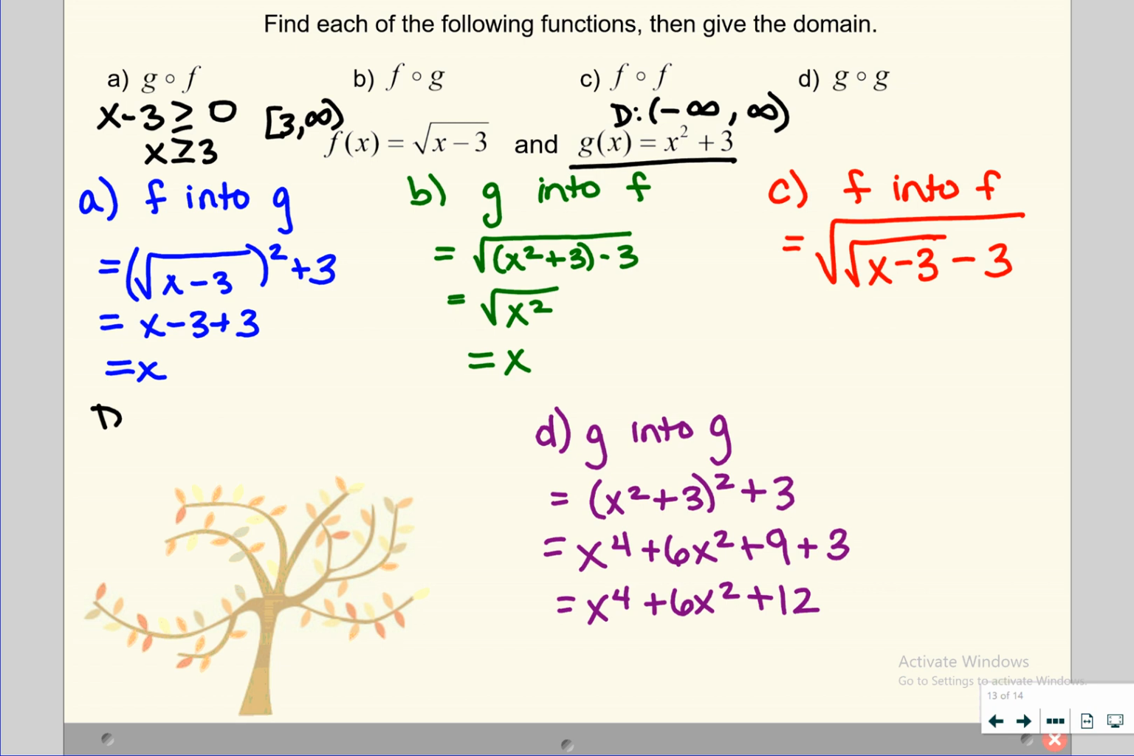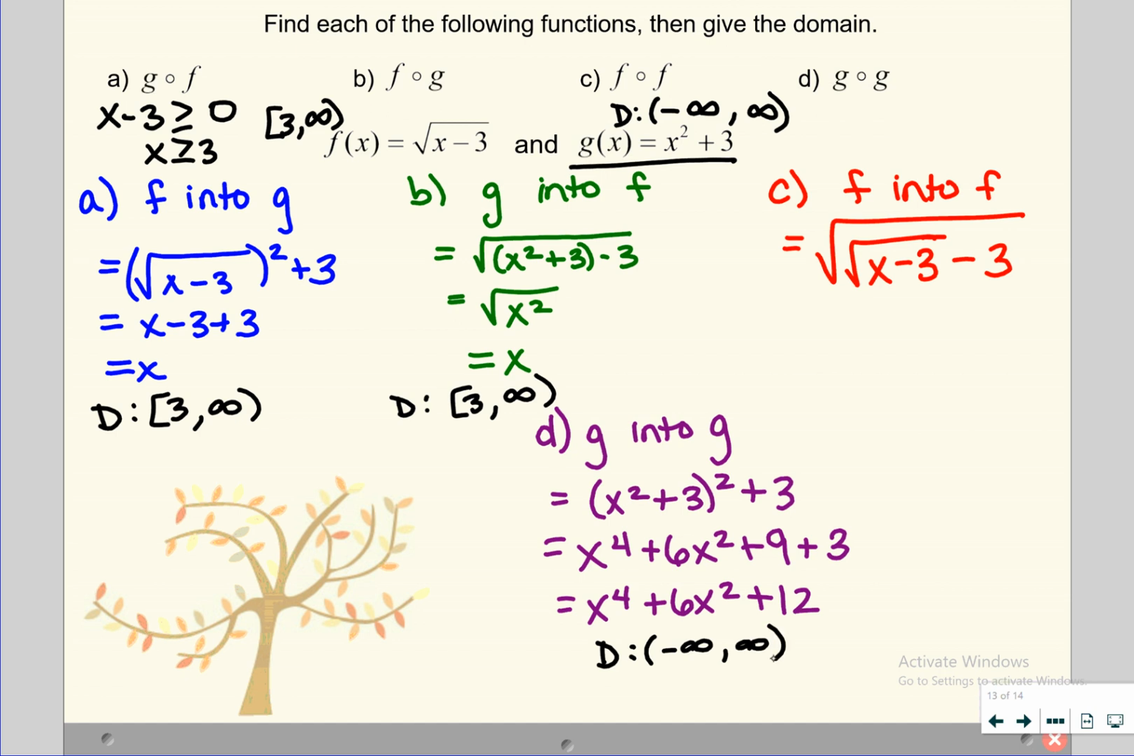No, it's just x. But function f was used in both of those. So their domain is only 3 to infinity. Okay, because we already had restricted the original functions. I'm going to come back to f of f because that's a little crazy. g into g. Now, g into g only uses g. So I'm not even worried about f in this problem. g doesn't have any restrictions. g into g, that answer, doesn't have any restrictions. The answer to this guy is all real numbers, negative infinity to infinity.